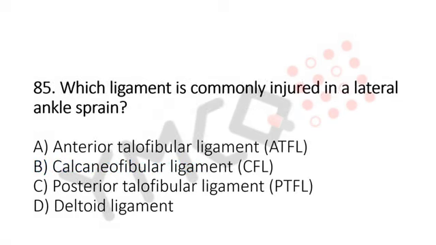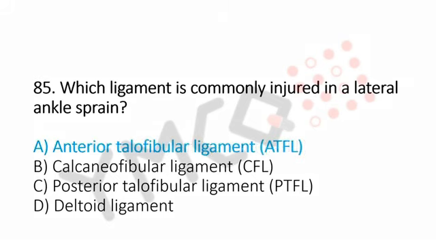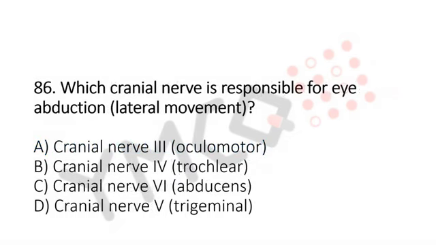Which ligament is commonly injured in a lateral ankle sprain? Option A, anterior talofibular ligament. Option B, calcaneofibular ligament. Option C, posterior talofibular ligament. Option D, deltoid ligament. And the answer is option A, anterior talofibular ligament. Now let's move to question number 86.